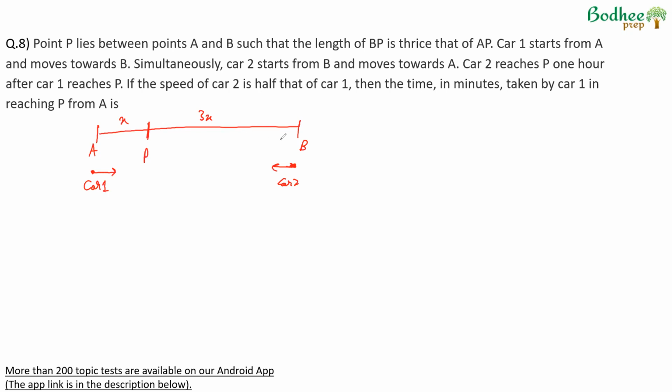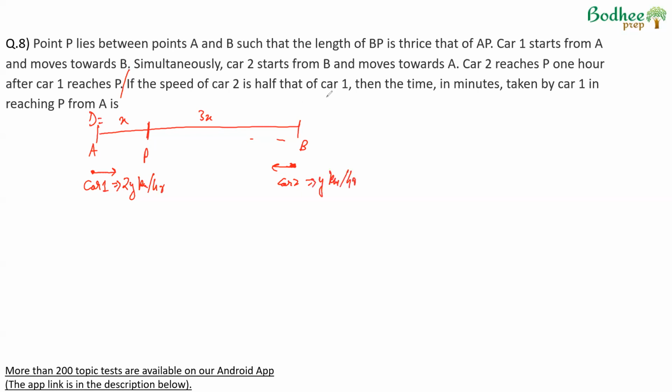Car 2 reaches P 1 hour after car 1 reaches P. Speed of car 2 is half that of car 1. Then the time in minutes taken by car 1 in reaching P from A is? Let the distance here be x kilometers, and 3x kilometers. Let the speed of car 1 be 2y kilometers per hour. Therefore, car 2 will be y kilometers per hour.